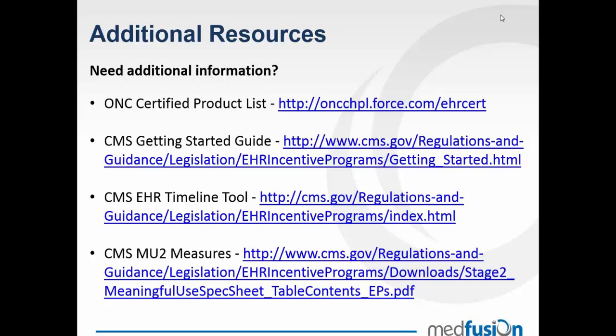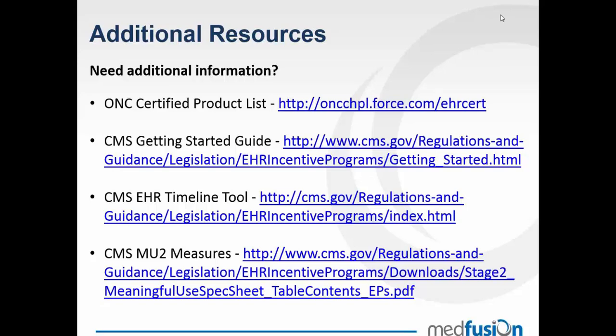The second one is the CMS Getting Started Guide. This is really helpful. If you're starting MU Stage 1 this year, or even if you're starting Stage 2, this is a good outline to help you understand what you need to do to get started. It also outlines the in-depth measures for Stage 1 and Stage 2. There are some new proposed measures for Meaningful Use Stage 1 if you're starting this year that are also outlined on the site. And I definitely recommend that you visit this website for assistance with that.